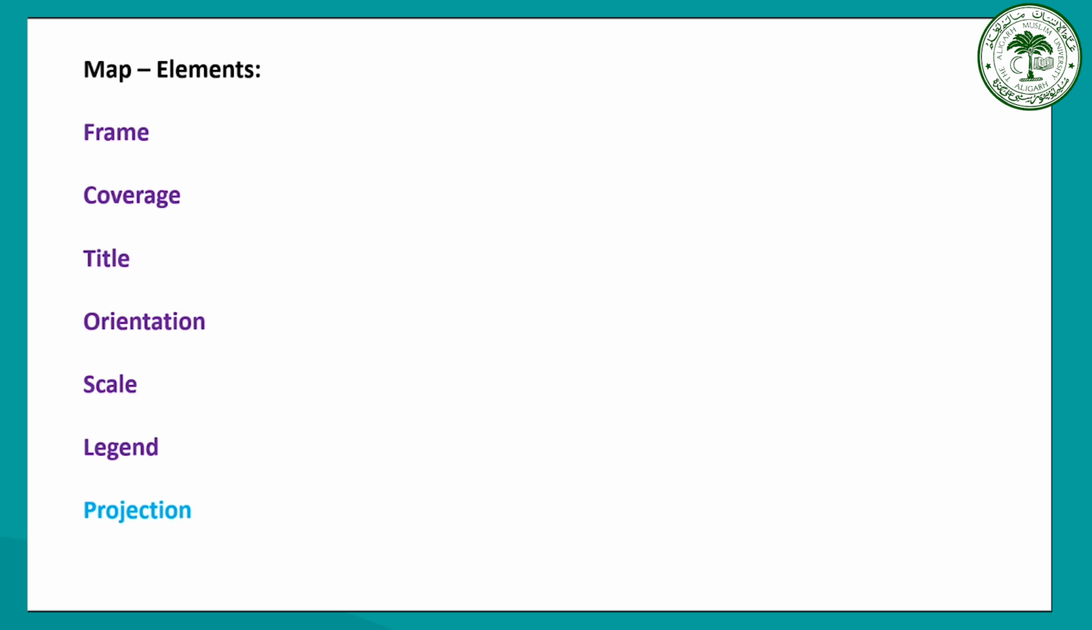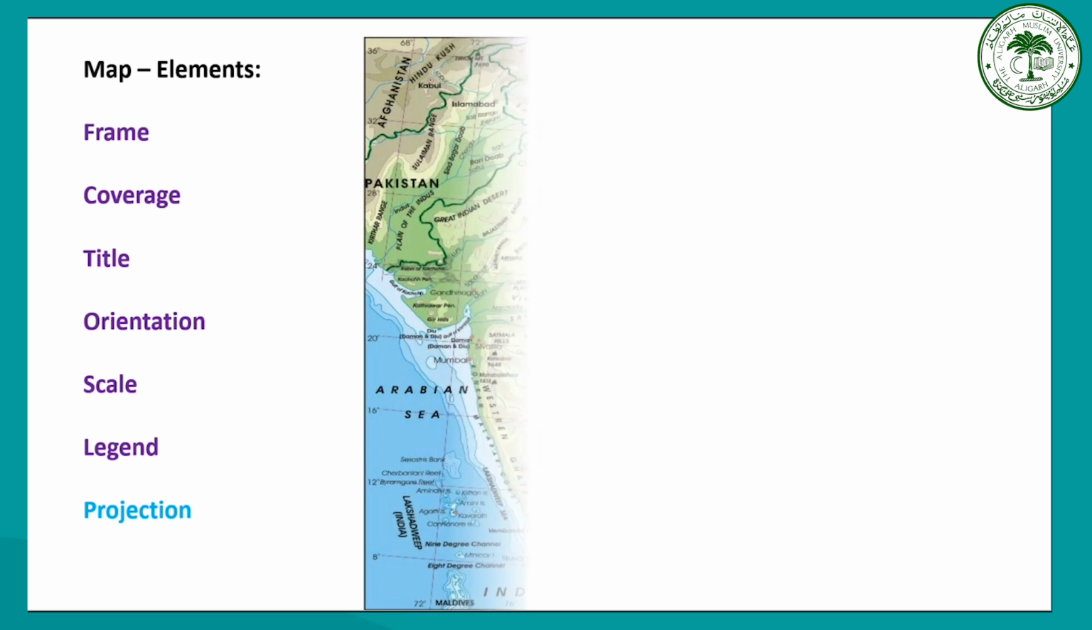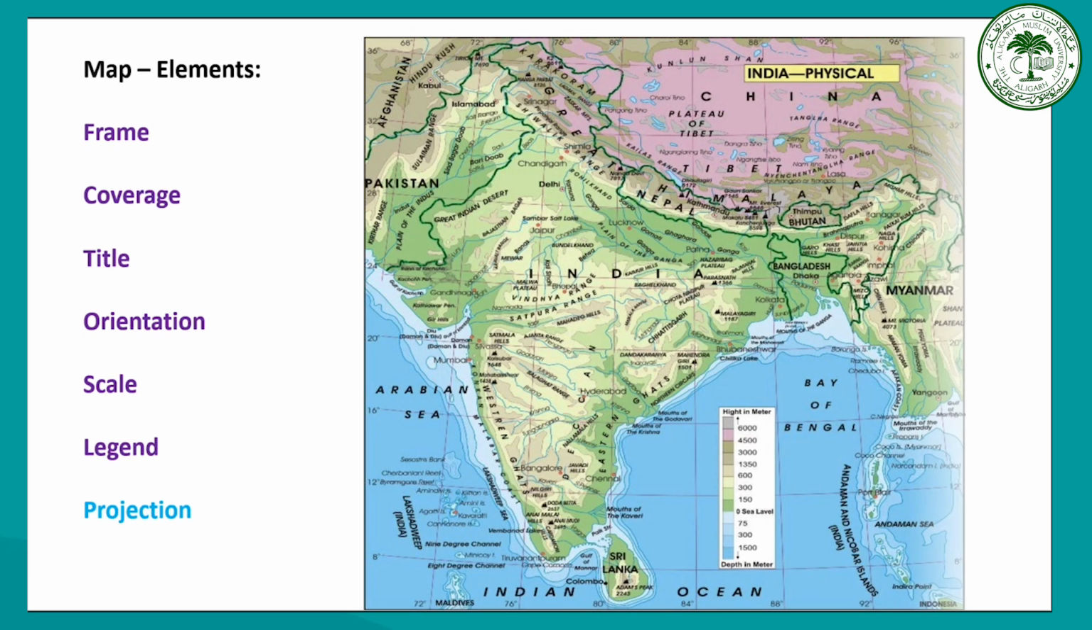So in this context, now we bring in spatial information representation elements, where the first can be the frame. The frame can be said to be the extent of display. Another can be the coverage. Coverage is the entire mapped area. The third important point would be the title. Title is the phenomenon which is being represented, or the space represented in that particular frame.